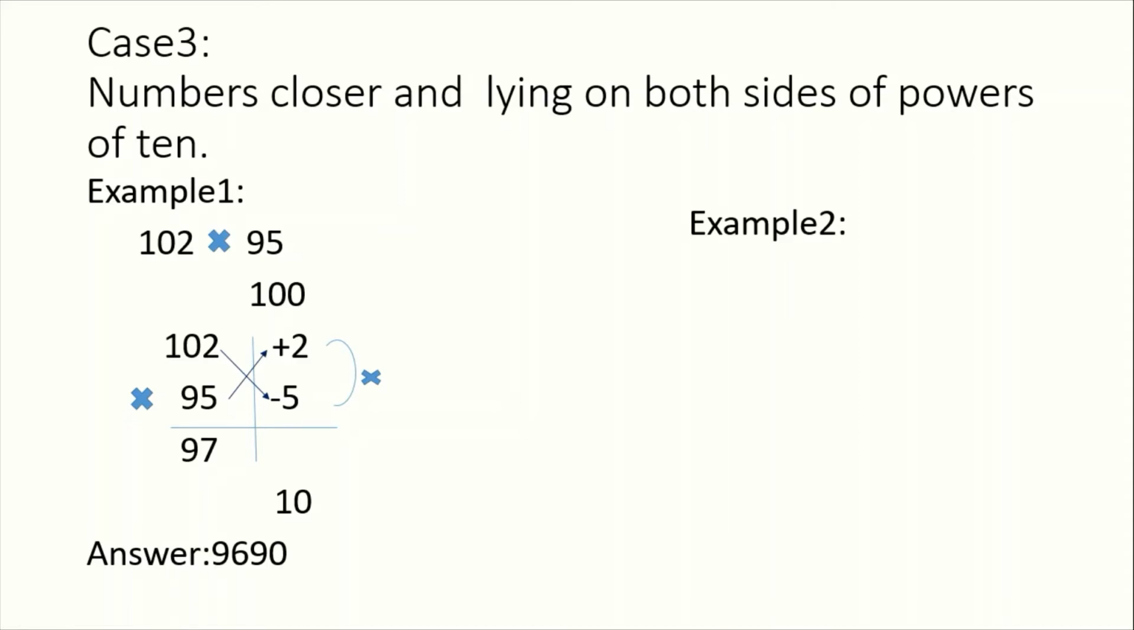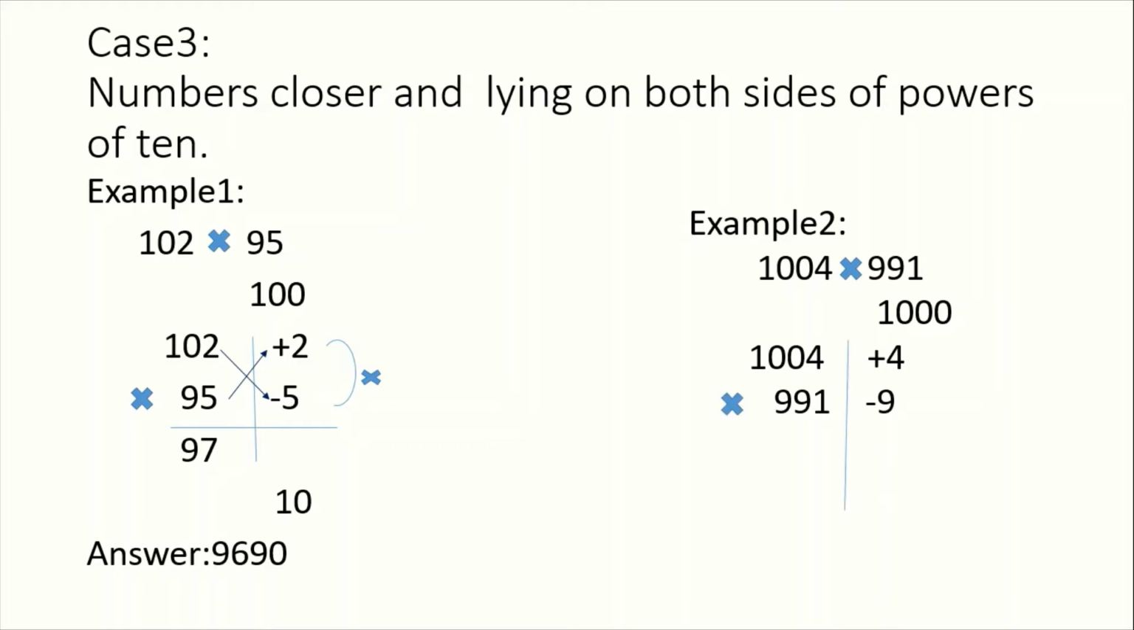We'll see one more example, that is 1004 multiplied by 991. What is the working base? 1000. So 1004 is 4 more than 1000. 991 is 9 less than 1000. What is the next step? Either we have to separate 9 from 1004, or we have to add 4 to 991. For the second compartment, we are multiplying 4 and 9.